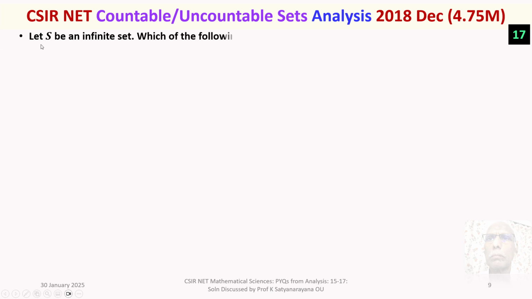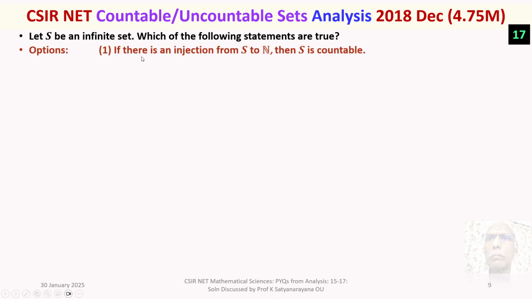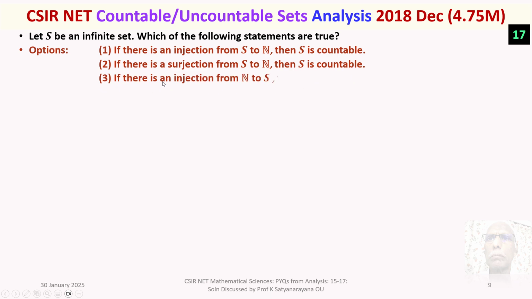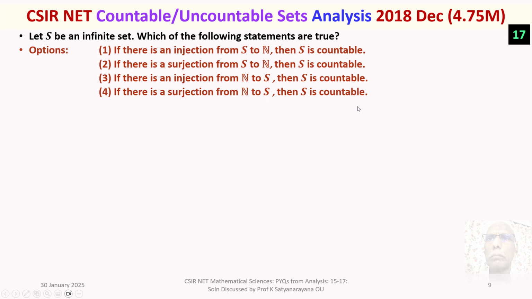The given question is, let S be an infinite set. Which of the following statements are true? We are given 4 options. Option 1, if there is an injection, means one-one, from S to N, the set of natural numbers, then S is countable. Option 2, if there is a surjection, means onto, from S to N, then S is countable. Option 3, if there is an injection from N to S, it is reversed, then S is countable. Option 4, if there is a surjection from N to S, then S is countable.